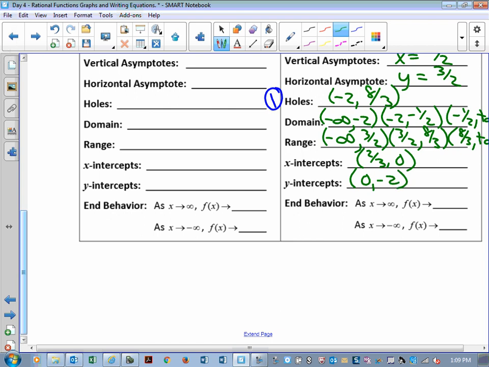Now, our end behavior, we don't have a graph to look at. What's our end behavior going to be? A horizontal asymptote, which we know is 3/2. So I'm just going to put in 3/2 and 3/2. We're good to go. Okay, I know that was kind of a leap, but I just wanted you to have the big picture, and now we're gonna back it up a little bit.